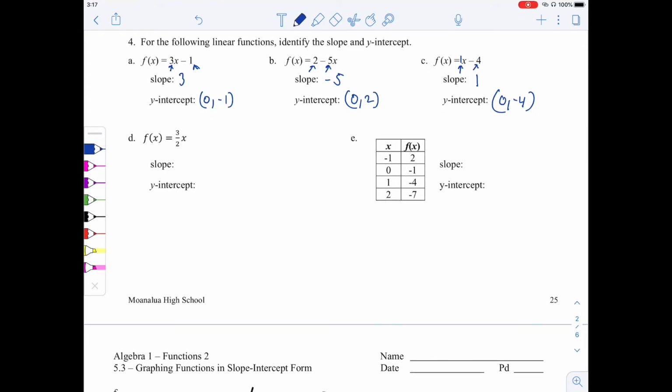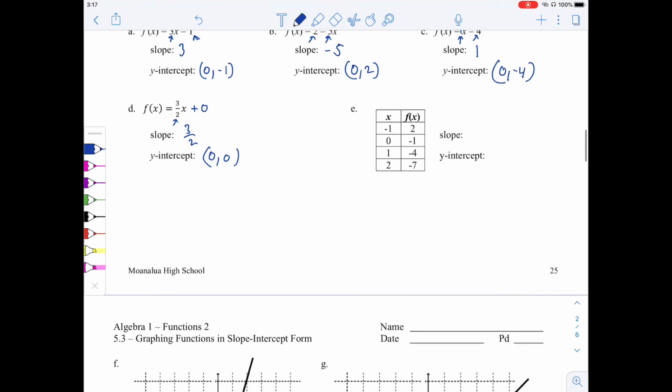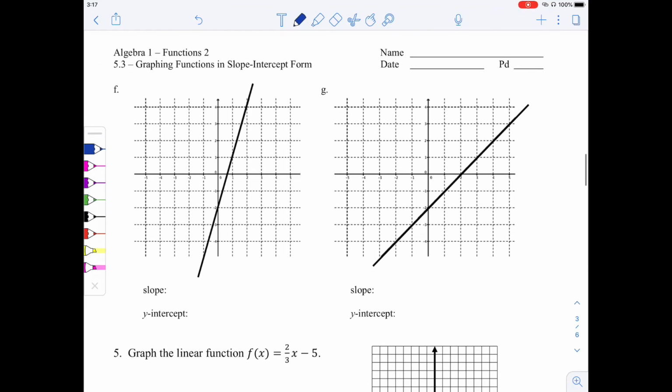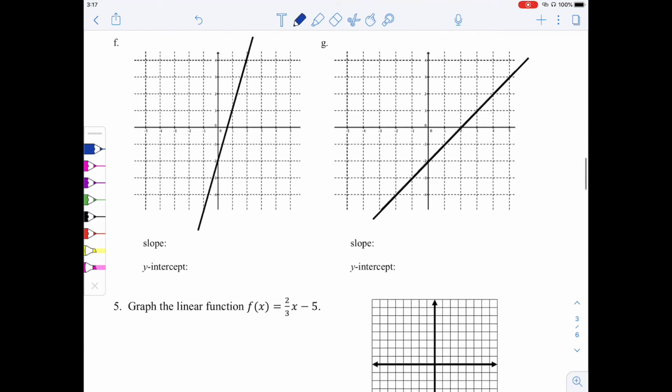Part D, again, our slope is in front of the x, so it's 3 over 2. For our y-intercept, there's no number out here, it's like plus 0, so our y-intercept is 0, 0. Part E, you can fill that out, just use the previous example. Okay, let's do F. Slope, y-intercept. We always start at the y-intercept right there. That's a negative 2 on the y-axis, so our y-intercept is 0, negative 2.